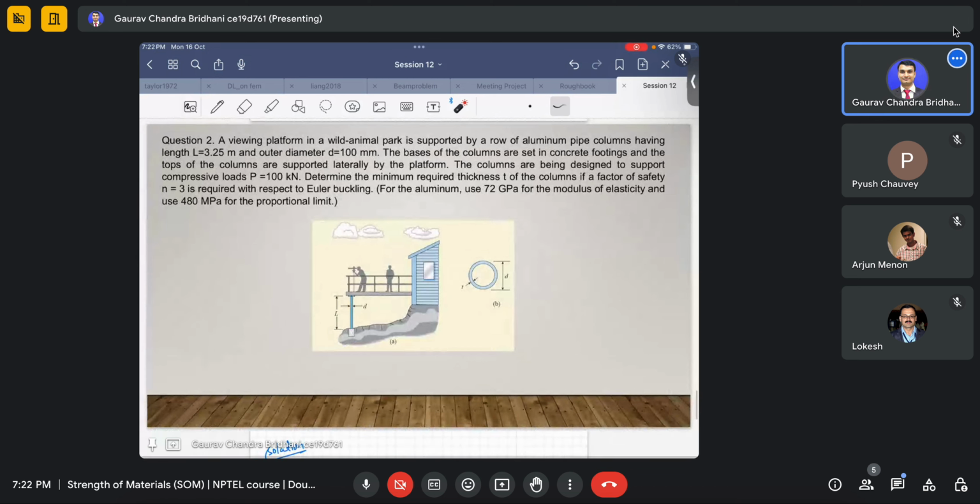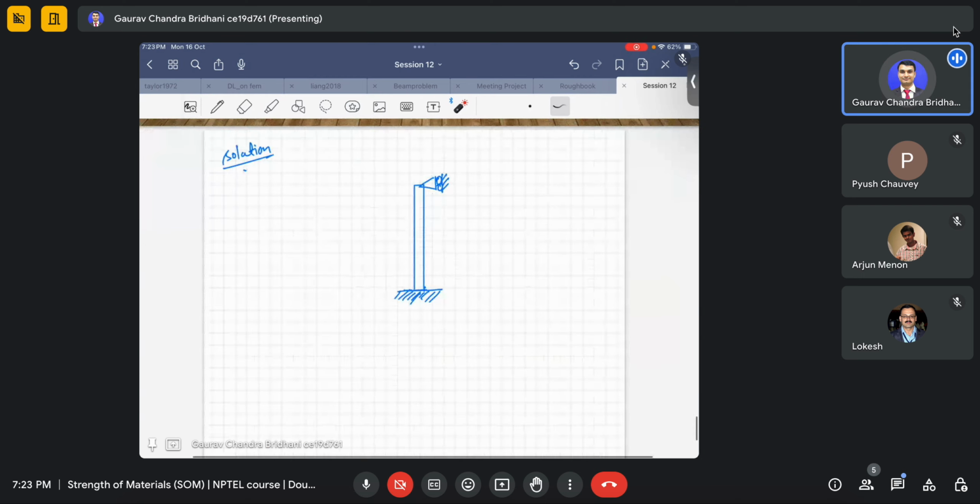Okay, so the columns are being designed to support a compressive load of 100 kilonewton, meaning each column resists a load of 100 kilonewton. Determine the minimum required thickness T of the column if a factor of safety of 3 is required with respect to Euler buckling. They are talking about Euler buckling only. For aluminum, use 72 GPa for the modulus of elasticity and 40 MPa for the proportional limit. So E is given and the proportional limit is given. So what do we do?